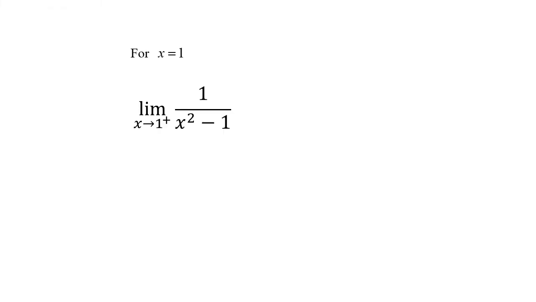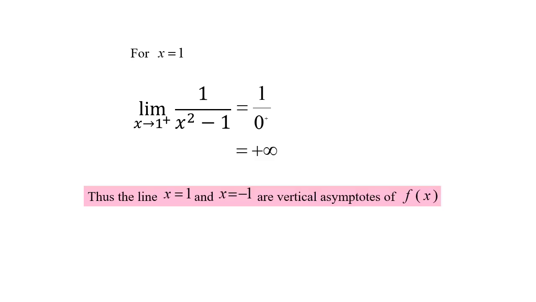For x equal to 1, the limit of f(x) 1 over x squared minus 1 as x approaches 1 from the right side is equal to 1 over 0. So 1 over 0, positive here. So we get positive infinity. Thus, the lines x equal to 1 and x equal to negative 1 are the vertical asymptotes for f(x).